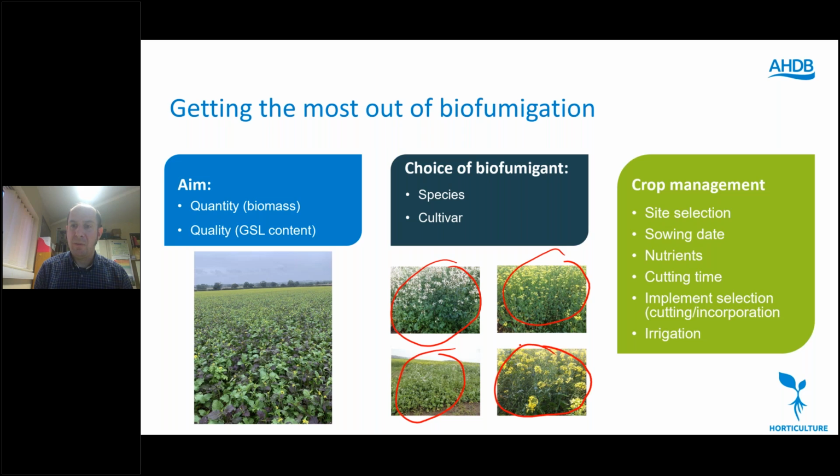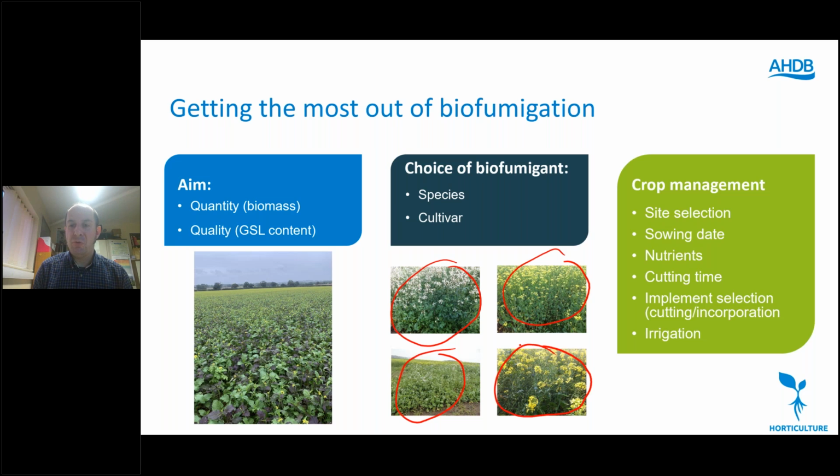And the cutting time, I would suggest, the earlier the better. So going into October rather than November, where temperatures are starting to drop. If you've got a soil temperature below 8 degrees, this is not suitable for the activity of volatile compounds. And I'll talk a little bit more in terms of implement selection in just a moment.